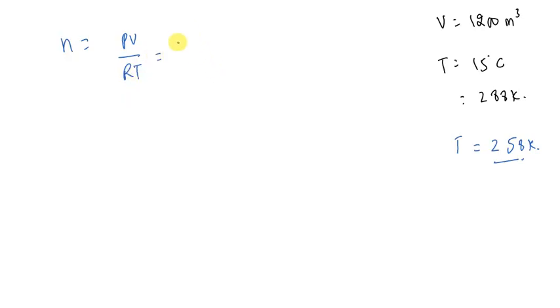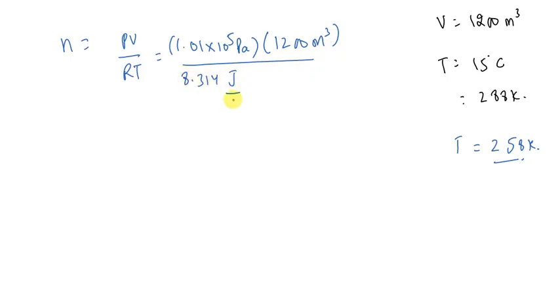So pressure we know is 1.01 times 10 to the power 5 Pascal, multiplied with volume 1200 meter cube, divided by R, which is 8.314 joule per mole Kelvin, multiplied with temperature 258 Kelvin. So from here we'll get the number of moles as 5.67 times 10 to the power 4 moles.